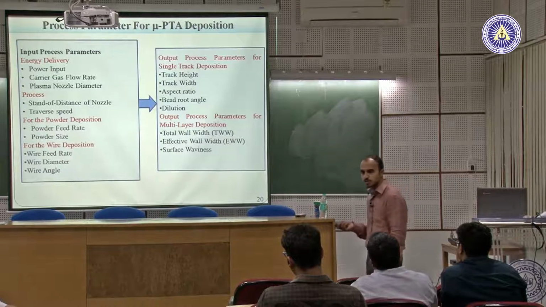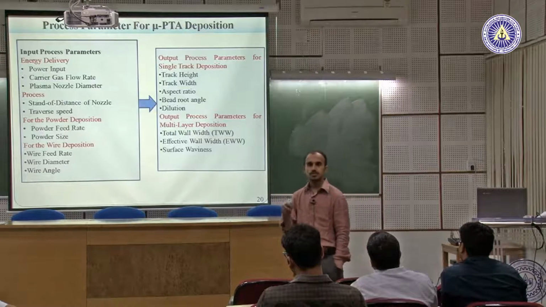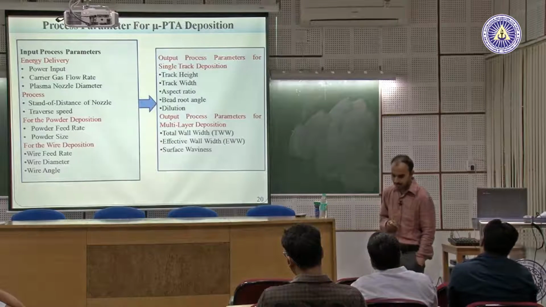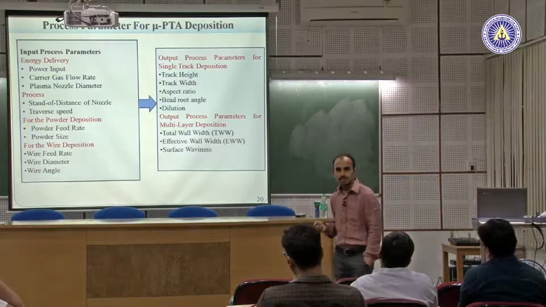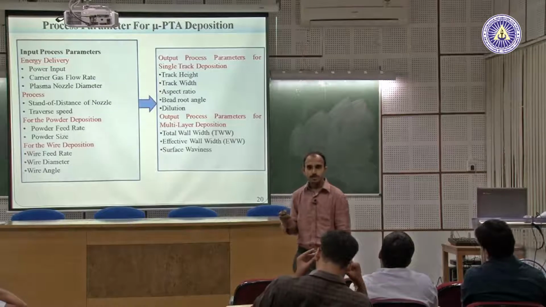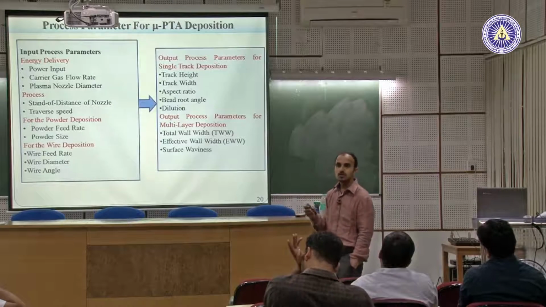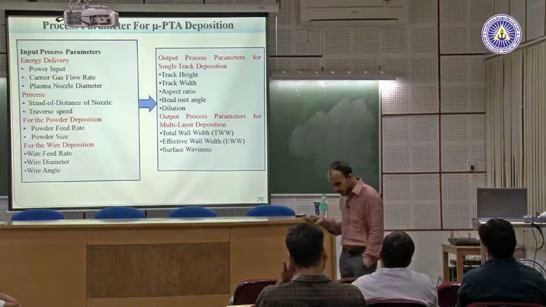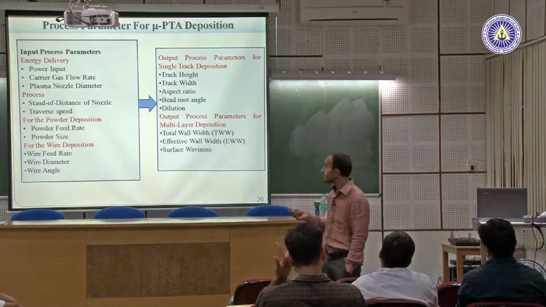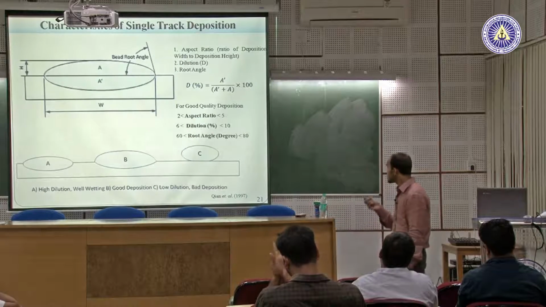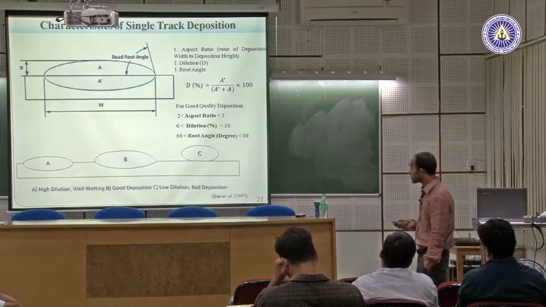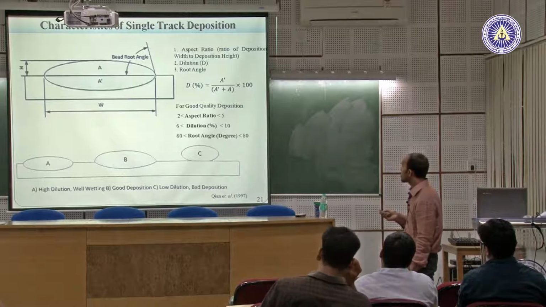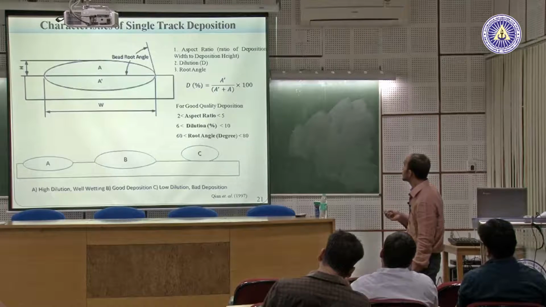Microplasma deposition can also be used for micro depositions, because many additive layer manufacturing processes are generally used for larger depositions and cannot directly be used for micro manufacturing. So this version we can also use for micro manufacturing. These are the different characteristics in a single track deposition. Suppose this is a dilution. Dilution means this is the area A dash upon A dash plus A, multiplied by 100.